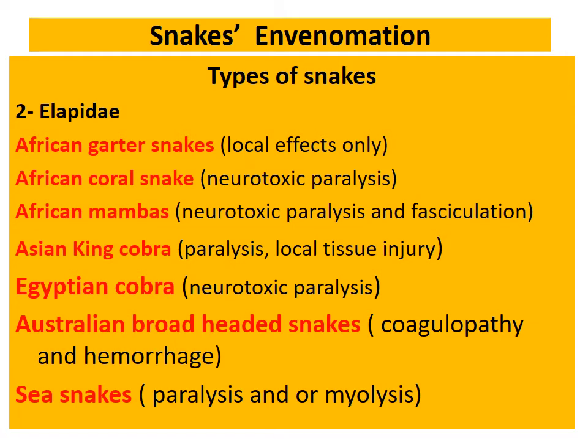The second family is the Elapidae family, which is very poisonous. Examples of snakes belonging to this family: the African garter snake that produces local effects only, African coral snake, African mamba, Asian king cobra, Egyptian cobra, Australian broad-headed snakes, and sea snakes. As we see, the common effect of this family is neurotoxicity, but this doesn't mean that there is no other effect. As we see, the Australian broad-headed snake produces hemotoxic effect.